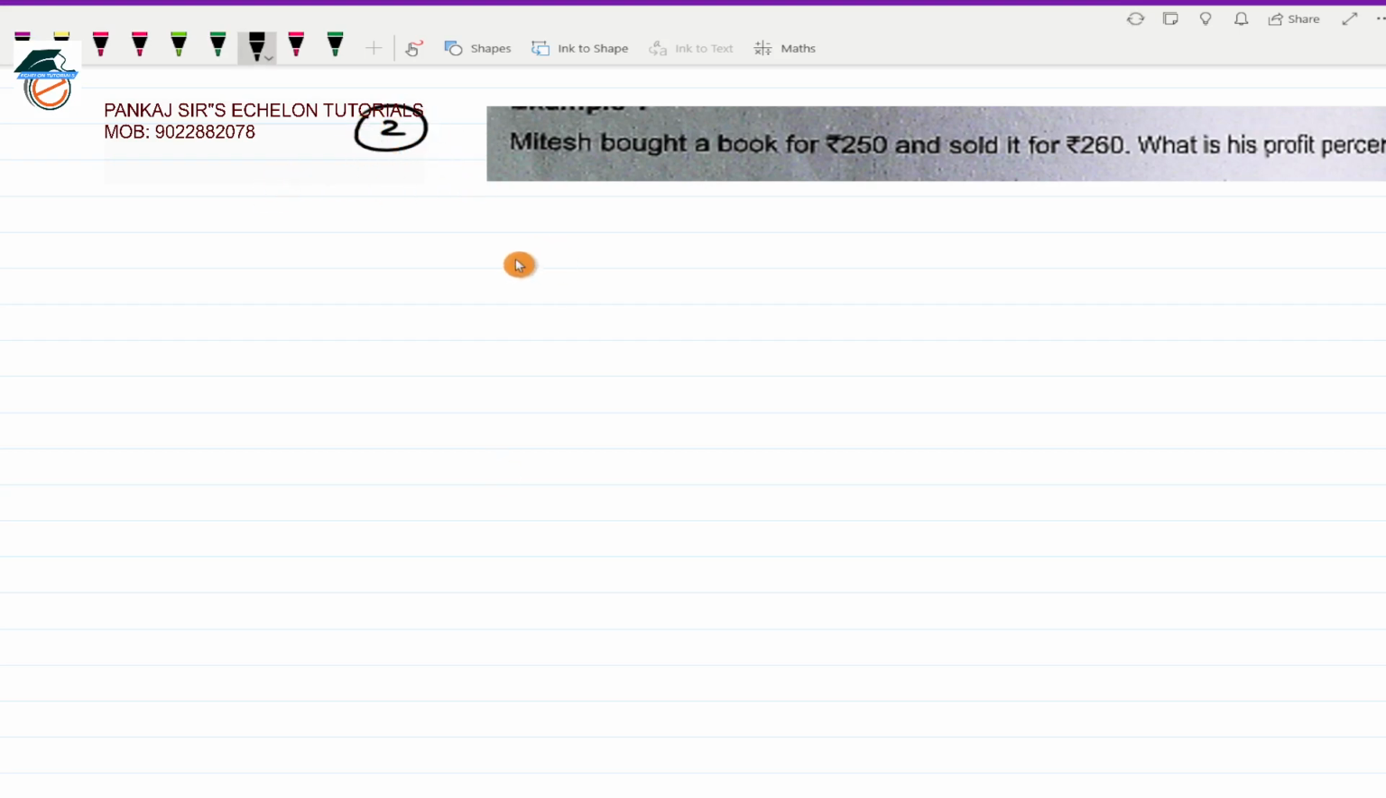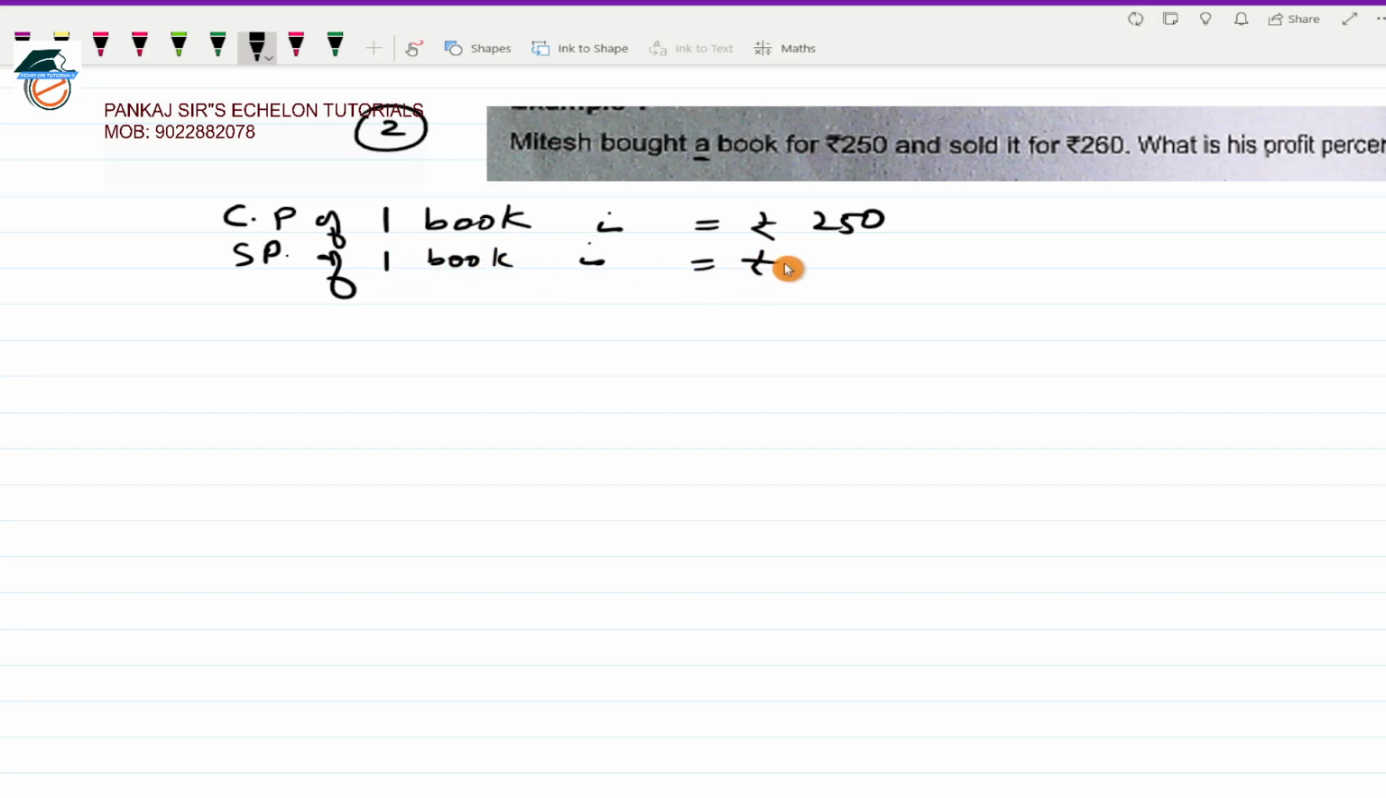This is example number 2. There's this fellow Mitesh who bought a book for rupees 250 and sold it for rupees 260. Okay, what is his profit percentage? So cost price of a book means one book. Cost price of one book is equal to rupees 250. Selling price of it, so one book only, is equal to rupees 260. What is his profit percent?